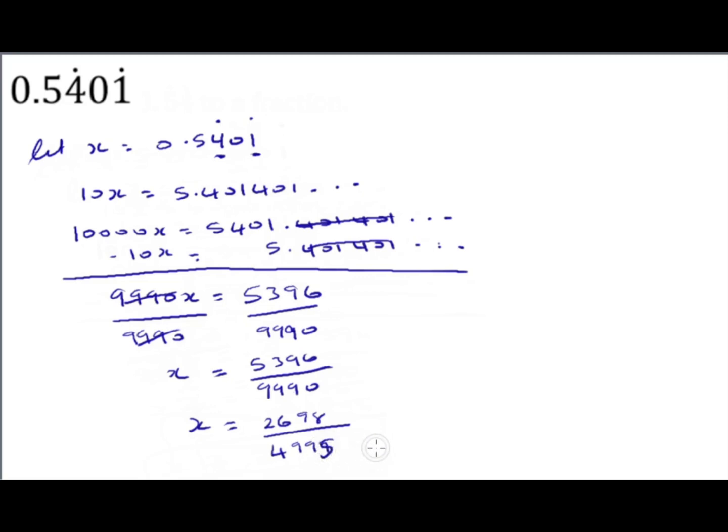All right, so 4,995. So this is your answer right here. So 0.5401 is the same thing as 2,698 over 4,995.